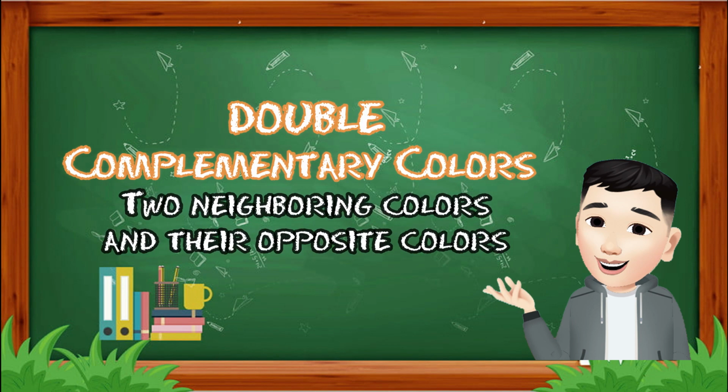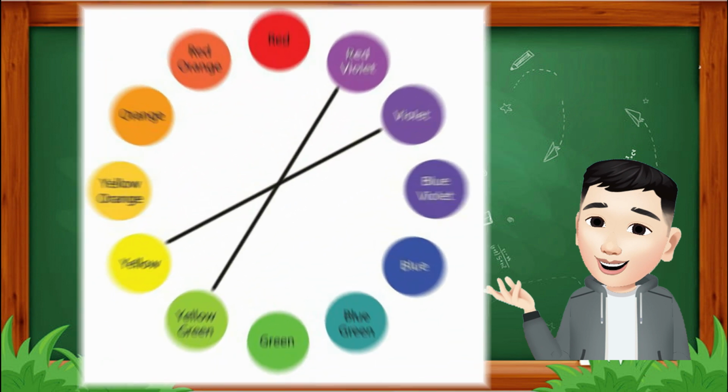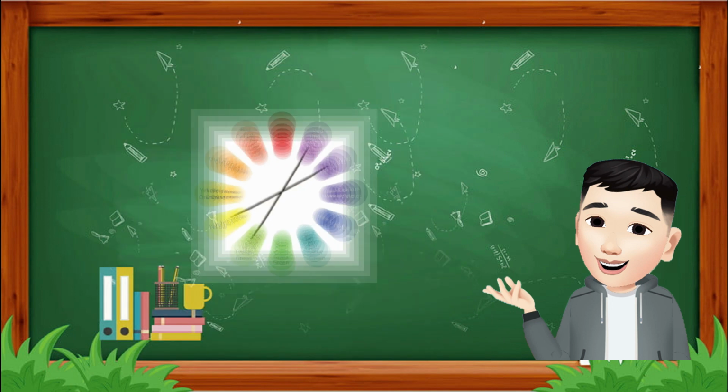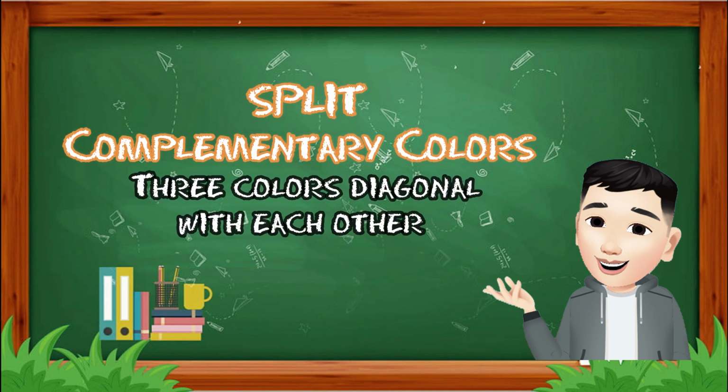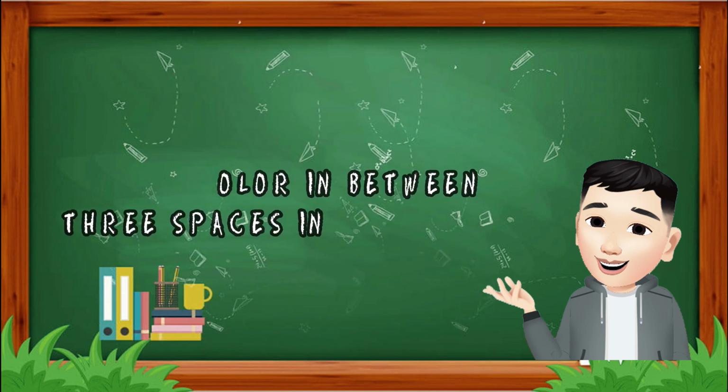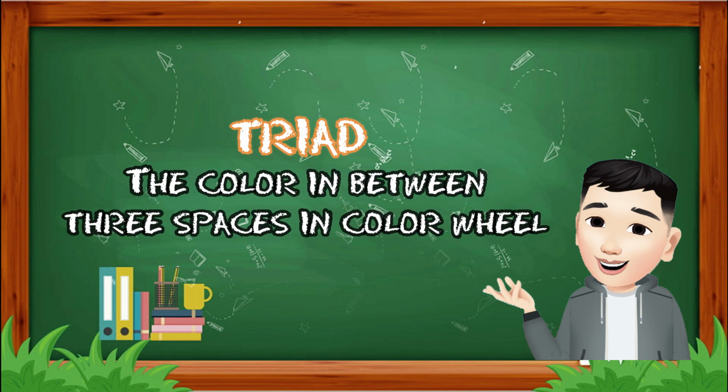Next is the double complementary, or two neighboring colors and their opposite colors. For example, red violet and violet. Their complementary colors are yellow and yellow green. Next is the split complementary, or three colors diagonal with each other. And the last one is a triad, the colors in between three spaces on the color wheel.